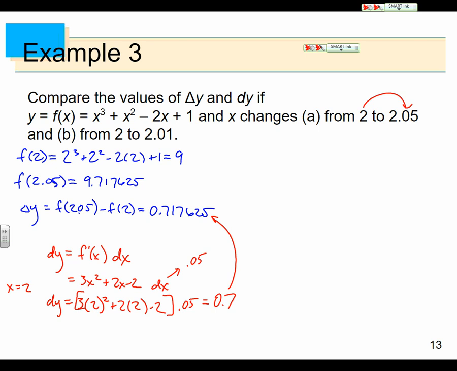I've done a lot of the work for you, but I'm going to let you go from 2 to 2.01 on your own. Okay, so go ahead and hit pause, and then we'll see what your answer is and what mine is.